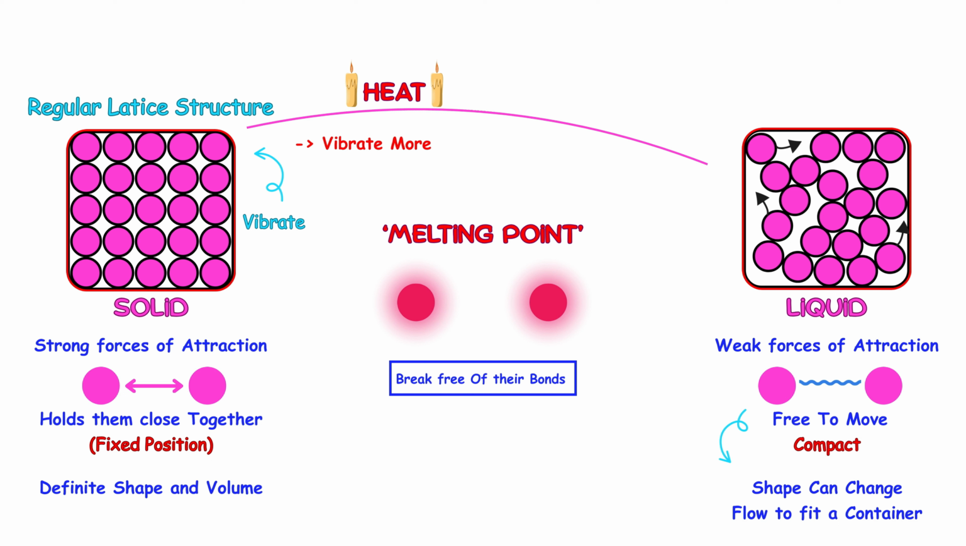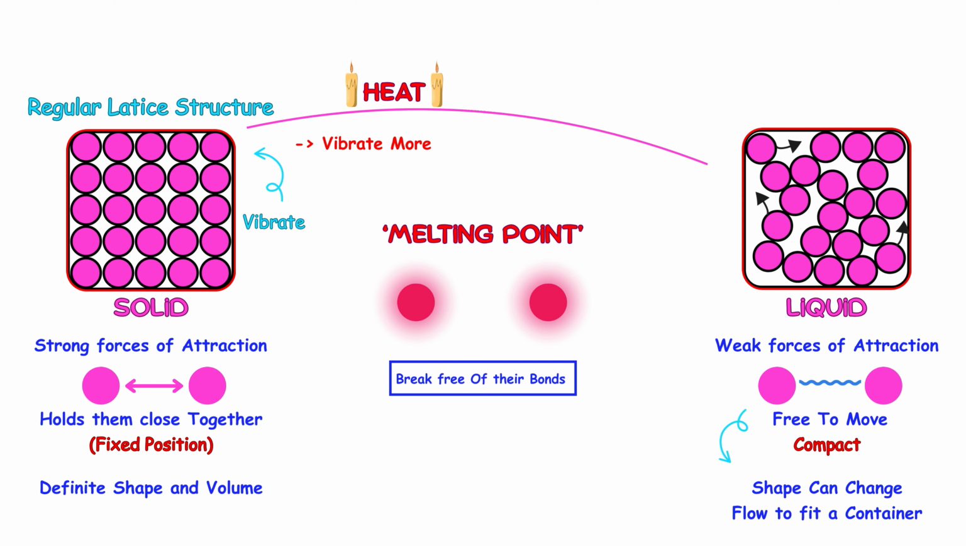When we heat a solid, the particles absorb energy and vibrate more vigorously, gradually weakening the forces holding them together, and at a certain temperature, the melting point, the particles gain enough energy to completely overcome those forces, break free from their fixed positions, and the solid melts into a liquid.